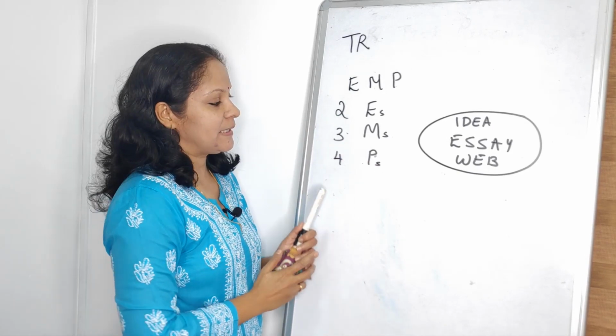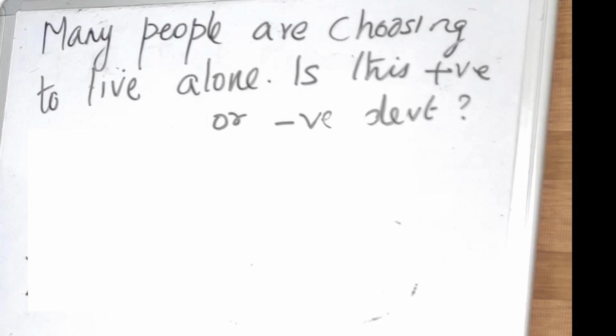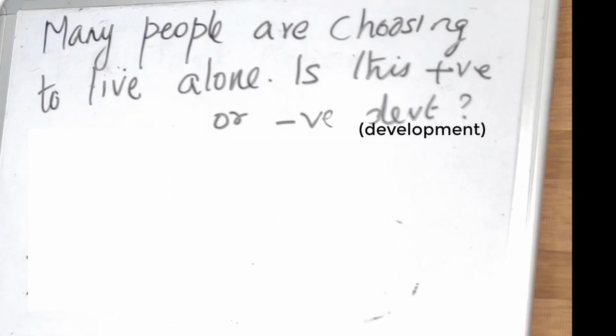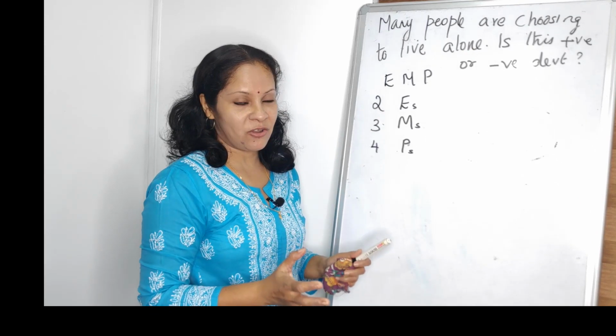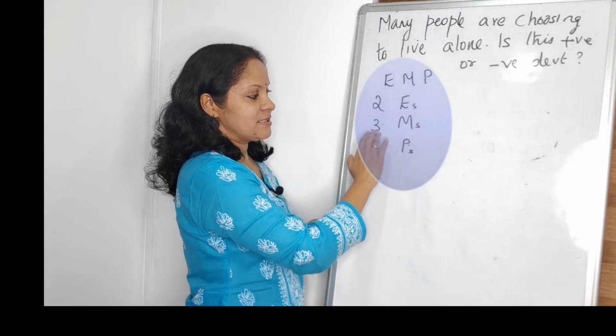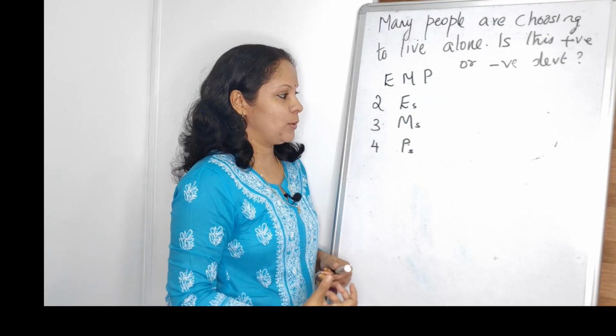Now I have a sample essay question for you. Imagine this is your IELTS question and you need to write a 2 page essay on this topic. You have understood the topic. It's a very straightforward, simple question. Many people are choosing to live alone. Is this a positive or negative development? You have lots of ideas coming up, but then it's kind of disorganized. So what you do is employ this EMP or 2 E's, 3 M's, 4 P's to generate your ideas and to organize it very well.